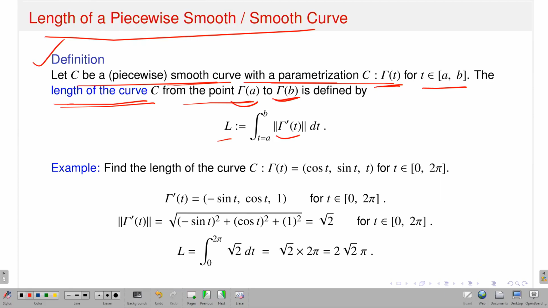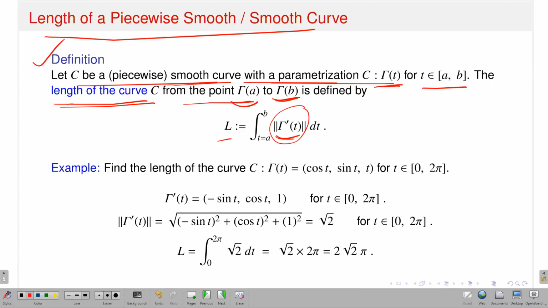Now, of course, it is a smooth curve, so gamma prime exists. If it is piecewise smooth, gamma prime fails to exist at only finitely many points, but that will not affect the integration. If I take the norm of gamma prime, because gamma prime t exists and is continuous except at finitely many points, and the norm is a continuous function, this is a continuous function, and therefore this integral always exists, because of piecewise smoothness.